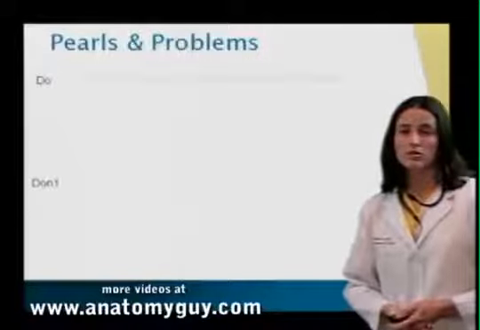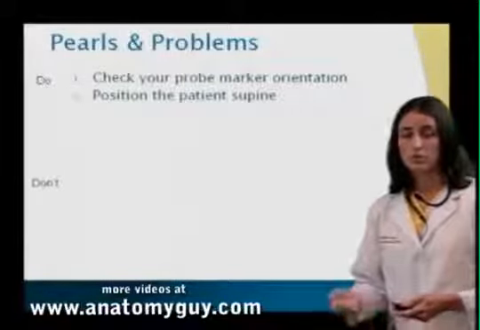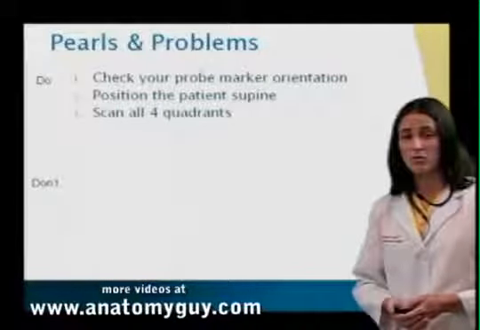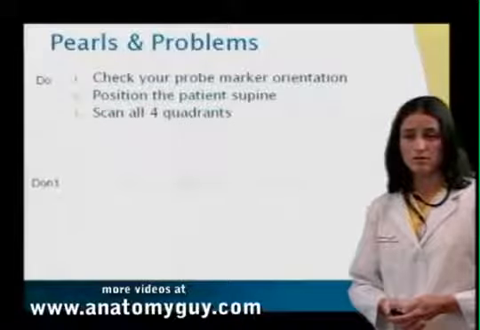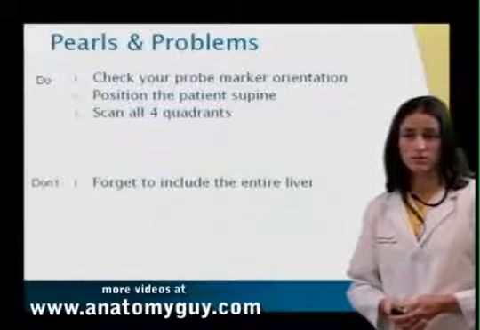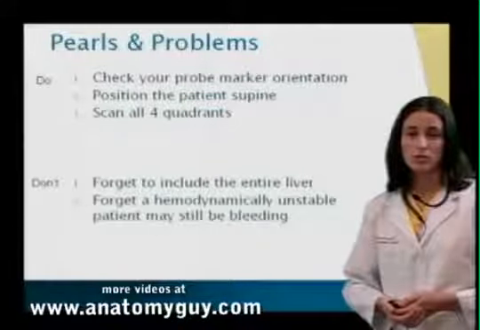So, things to consider during the FAST exam: you do want to check your probe marker for orientation. You do want to position the patient supine. You do want to scan all 4 quadrants looking for free fluid. You don't want to forget to include the entire liver. And you don't want to forget that a hemodynamically unstable patient may still be bleeding.